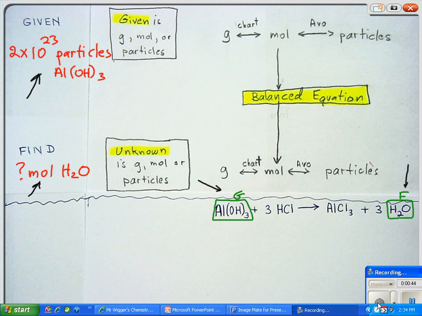Let's look at what's happening in the chart though. Aluminum hydroxide is given to us as particles, so we're up here, and here's the path we've got to follow. We've got to go to moles, and then in the next step we follow this line to get to moles of the new stuff, the water, and we're done. So this is the find right here, and up here is the given. You can see given is always on the top row, find always on the bottom row. And now we're going to go ahead and run some numbers.